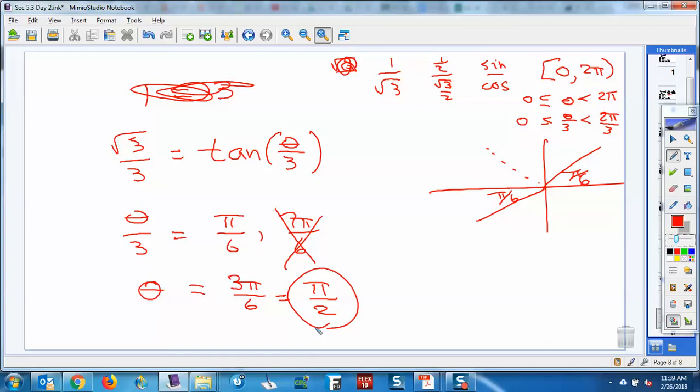Okay, so we do everything the same as normal. We ignore that theta over 3 at first. We figure out what our two angles would be normally. And then we say, okay, but where are we supposed to look for theta over 3? In this case, we only look from 0 to 2 pi thirds. We only have one angle drawn in that region. That's the only one we use.